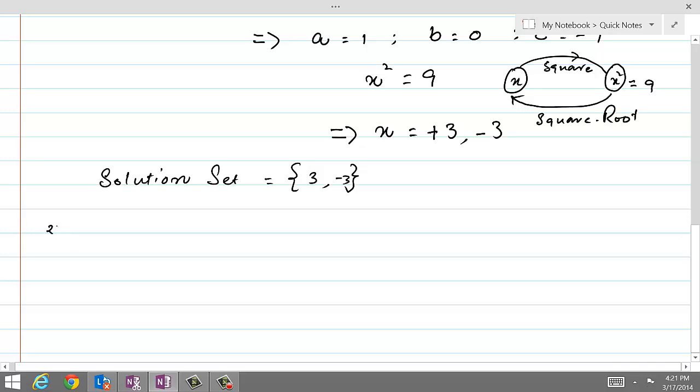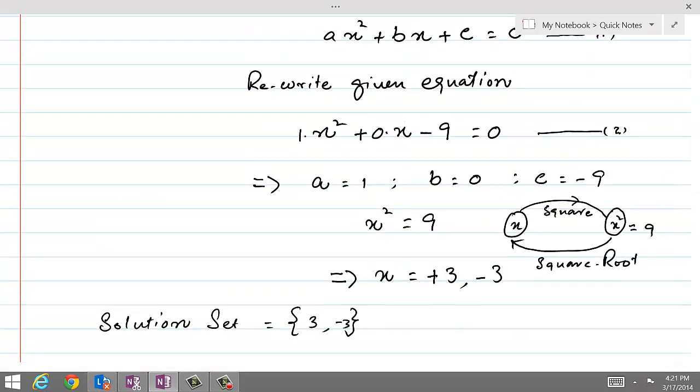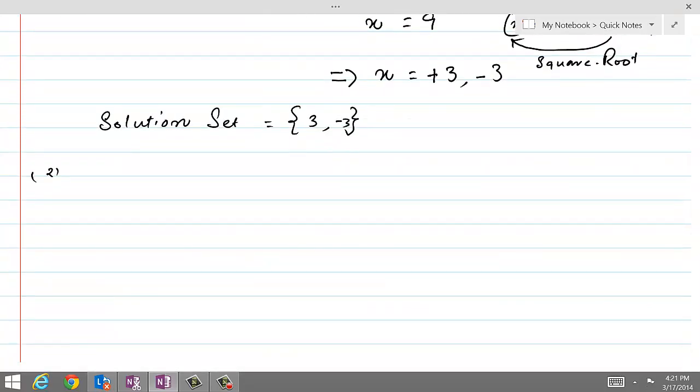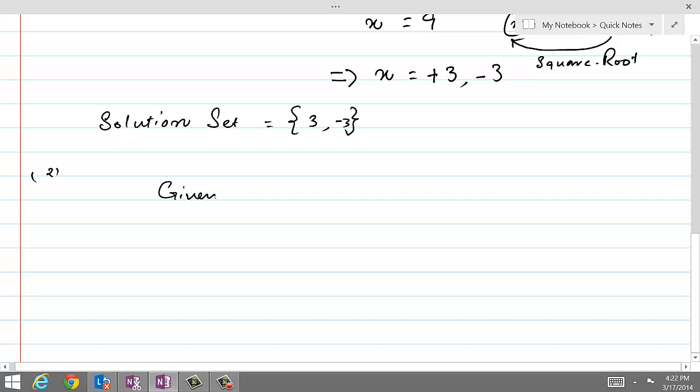For question number 2, the question is 2x squared is equal to 150. So the given equation is 2x squared equal to 150.